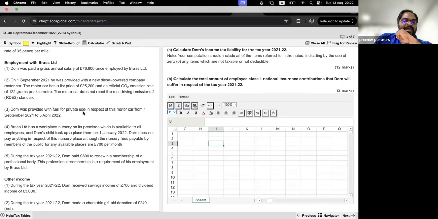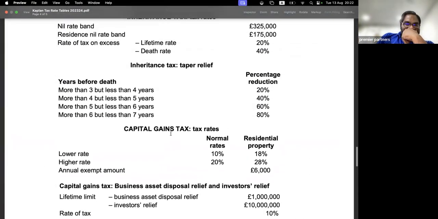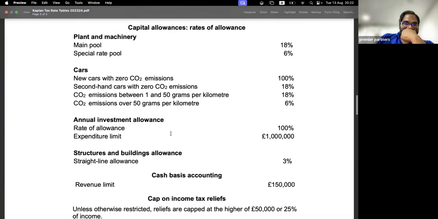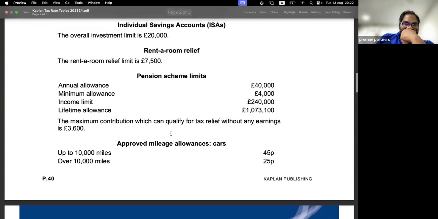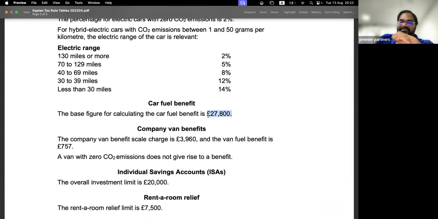Dom was provided with fuel for private use in respect of the motor car. Simple. We anyway calculate the appropriate percentage when we are calculating for the car benefit. Multiply that by the fixed component. The fixed component you can figure out from the tax rate tables itself. So that will be here. So for fuel, 27,800 multiplied by whatever the rate comes from our calculation. Agree? Awesome.